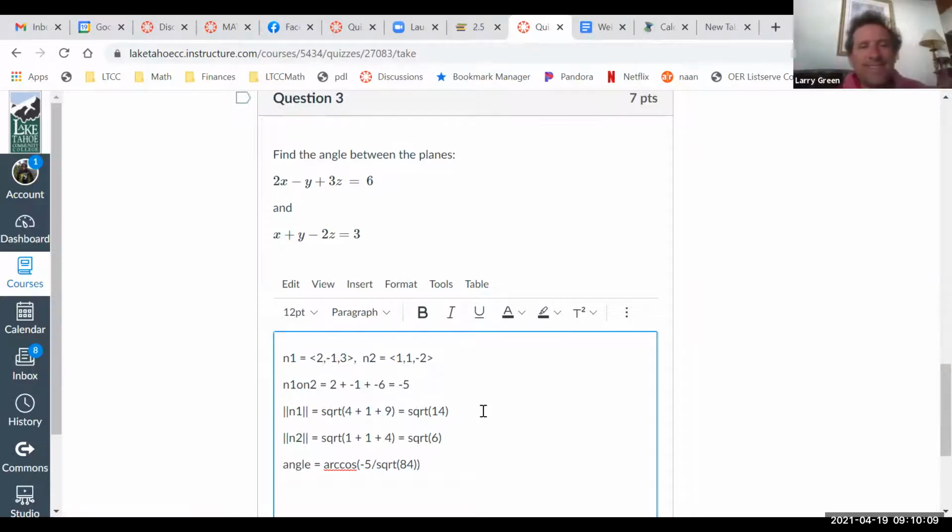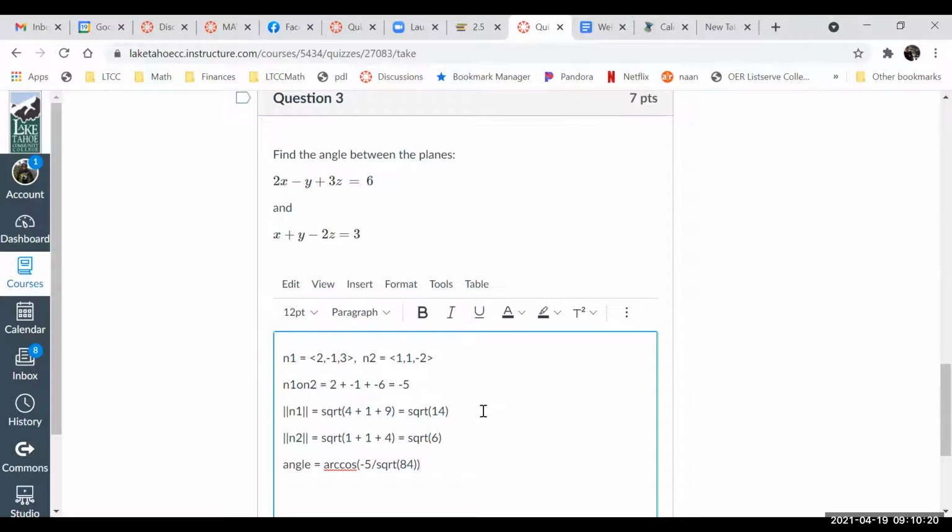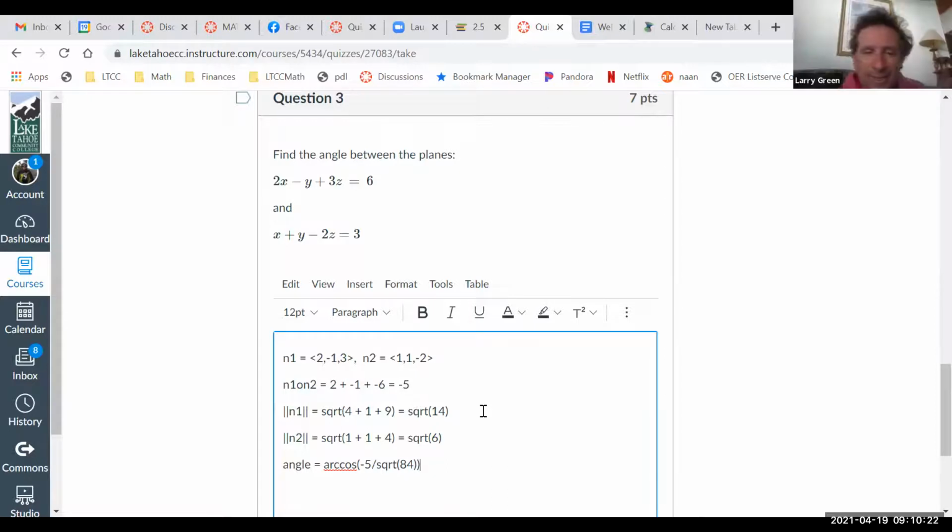Yeah. Oh, okay. Thank you, Adam. So actually, since we're doing an arc cosine, you can kind of get away with either way. Because if you remember, the arc cosine of theta and the arc cosine of negative theta are the same.